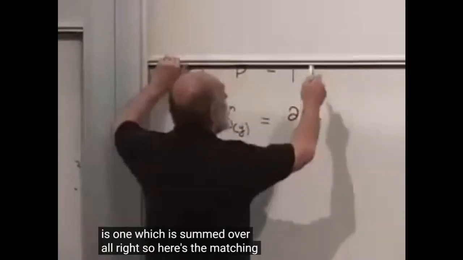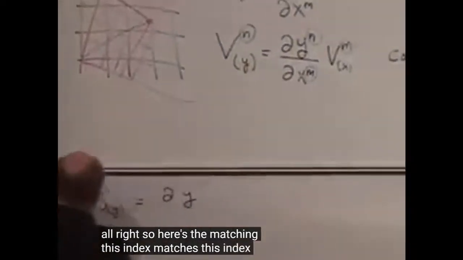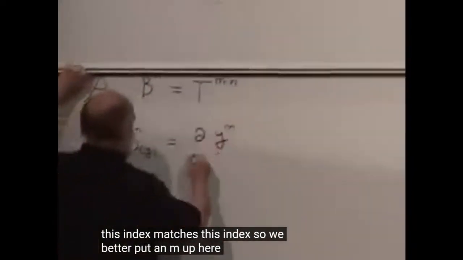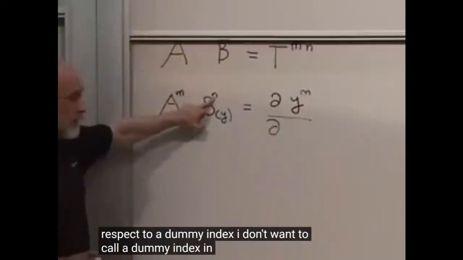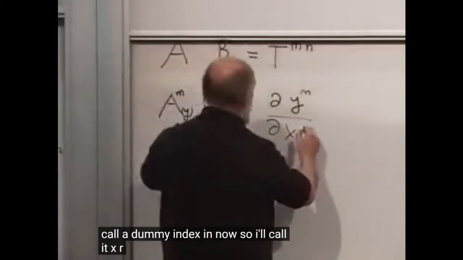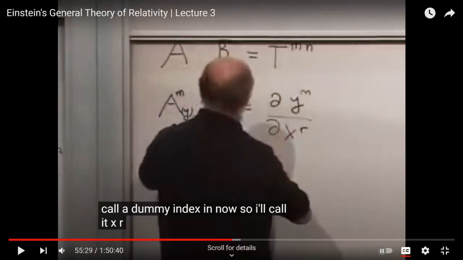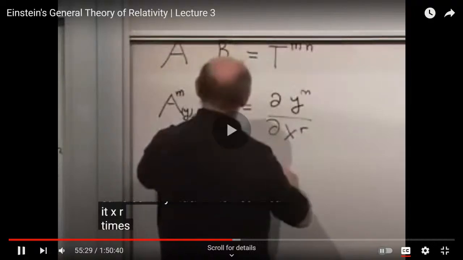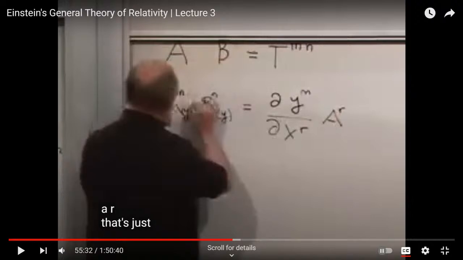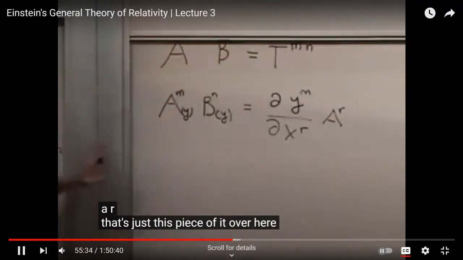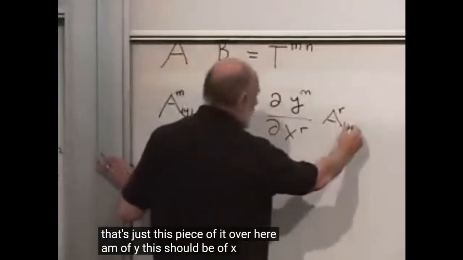All right, so here's the matching. This index matches this index. So we better put an m up here. And then we differentiate it with respect to a dummy index. I don't want to call a dummy index n now. I'll call it xr. If that's r, then you're going to have multiplied by the component Ar in the X space. Not Vr, V is the vector. Ar in the X space, just this piece of it over here.